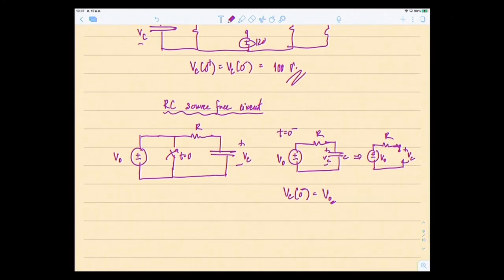Okay. So at t equal to 0, let's look at t equal to 0 plus and draw the picture. Well, the switch closes. Right, this.